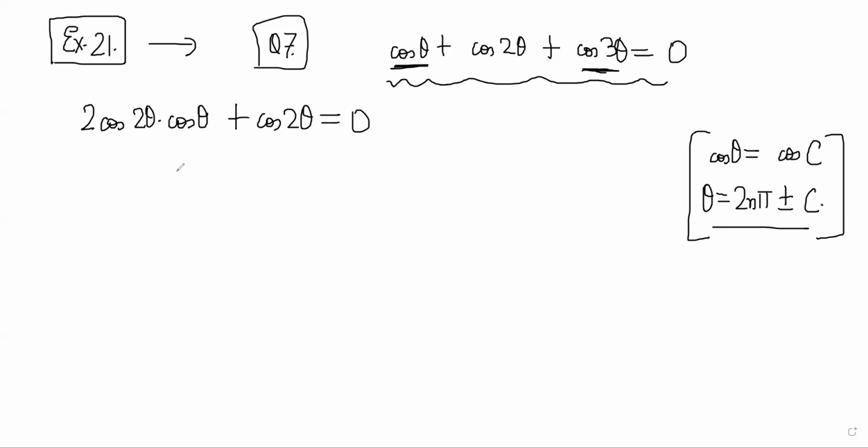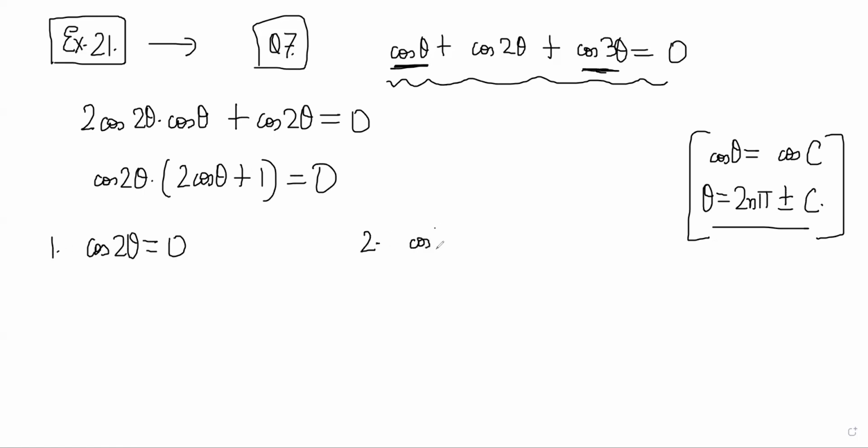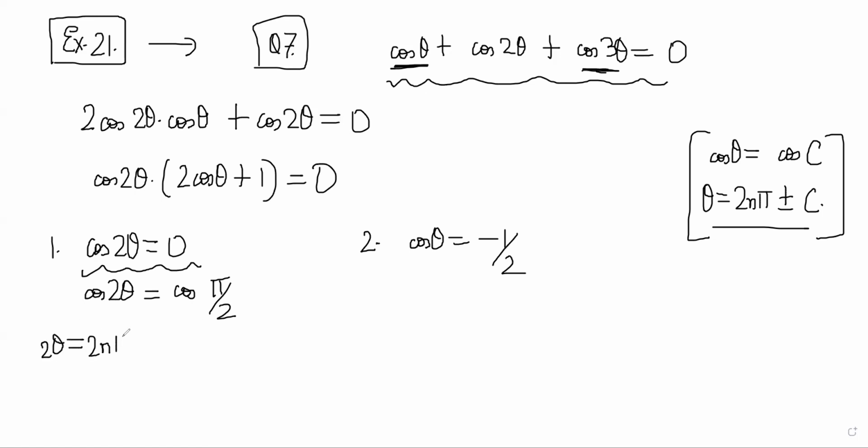Now we can take cos 2 theta common. So now you take cos 2 theta common and you get 2 cos theta plus 1, right? And now we have two options. You have one case which is cos 2 theta is 0, and the other case is cos theta is equal to minus half, right? Cos 2 theta is 0. Basically, this 0 can be written as cos pi by 2. You have cos 2 theta is equal to cos pi by 2. So 2 theta is equal to 2n pi plus minus pi by 2, right? Theta is equal to n pi plus minus pi by 4, right?